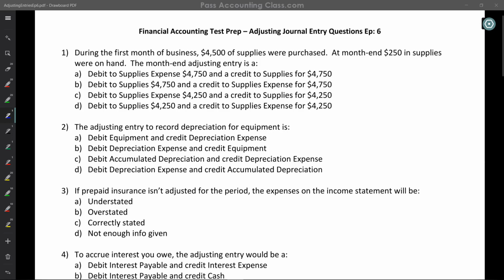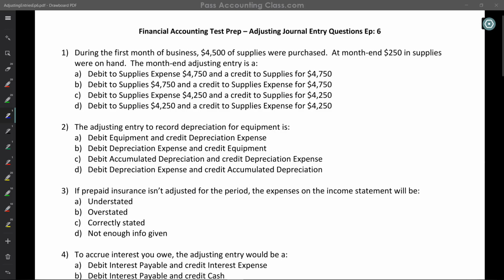The first question reads, during the first month of business, $4,500 of supplies were purchased. At month end, $250 in supplies were on hand. The month ending adjusting entry is: debit to supplies expense $4,750 and a credit to supplies for $4,750; debit to supplies $4,750 and a credit to supplies expense for $4,750; or debit to supplies expense $4,250 and a credit to supplies for $4,250, or a debit to supplies $4,250 and a credit to supplies expense $4,250.